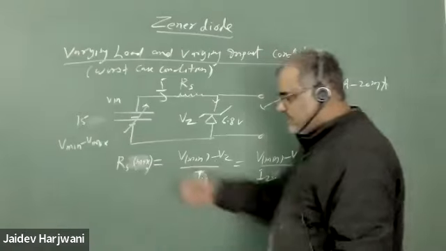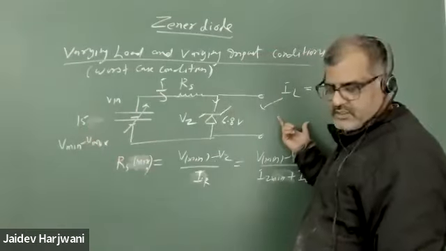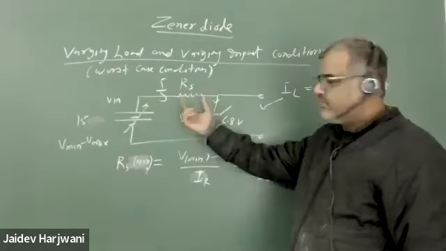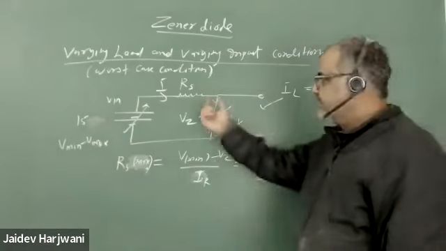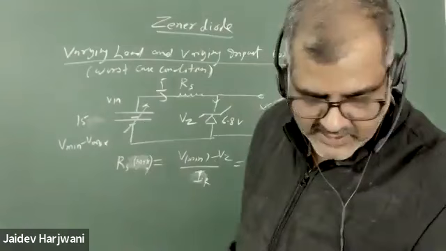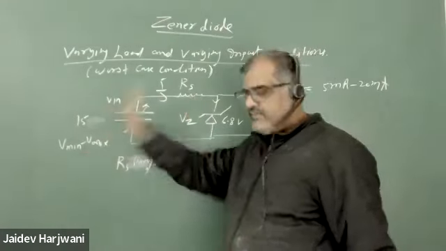Okay, so you have been given varying input conditions and varying load conditions. You have to design the circuit. That means you want to know the value of RS, the maximum and minimum value of RS. Here you can get the maximum value of RS for V minimum.